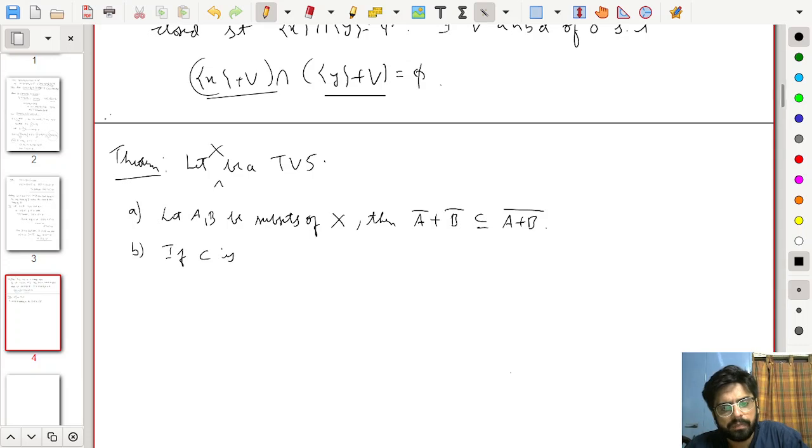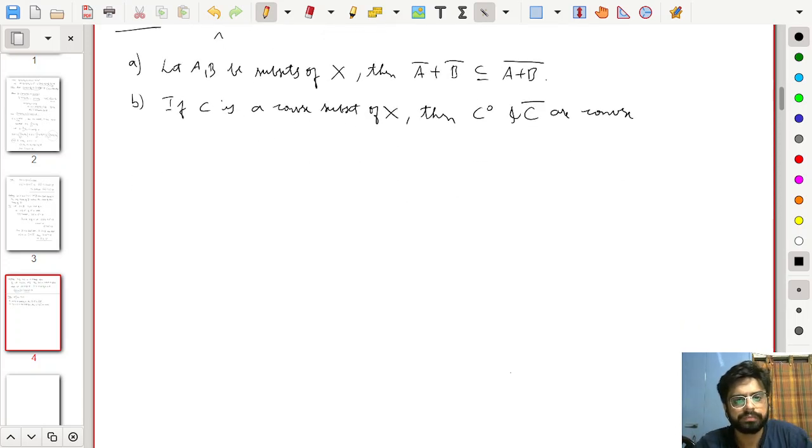(b) If C is a convex subset of X, then C interior and C closure are convex.